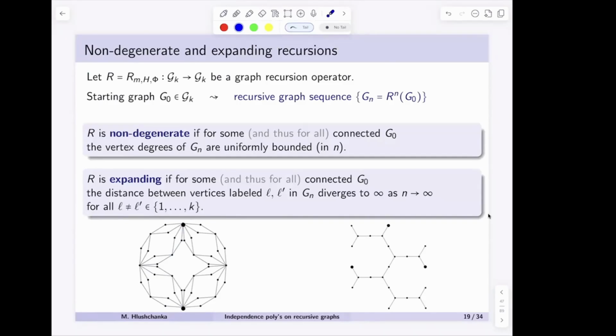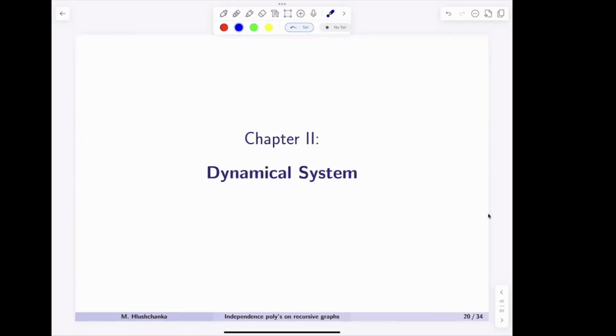All right, if not, okay, so then what do we have so far? We have defined a recursive sequence of graphs, and we also introduced these two special subclasses that will be important a bit later in the talk. But for now, it's time for a new chapter, which is dynamical systems.